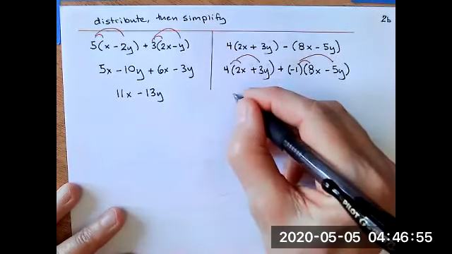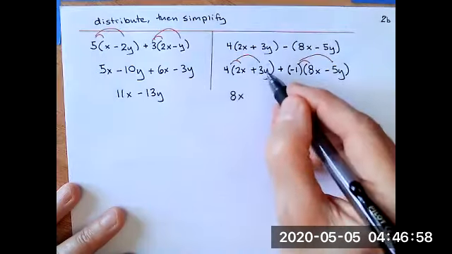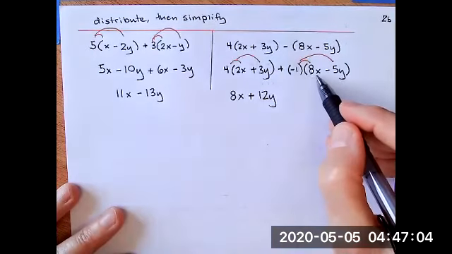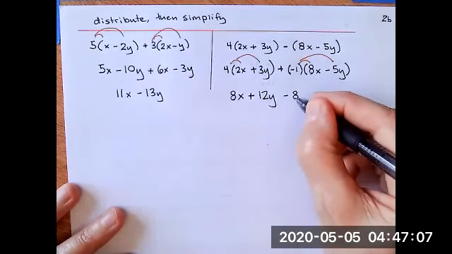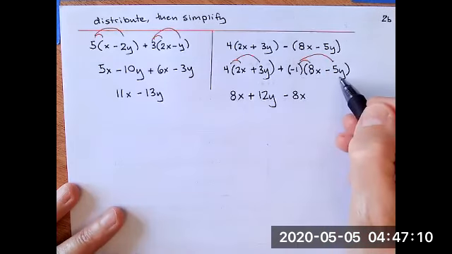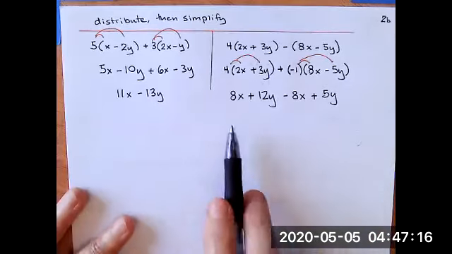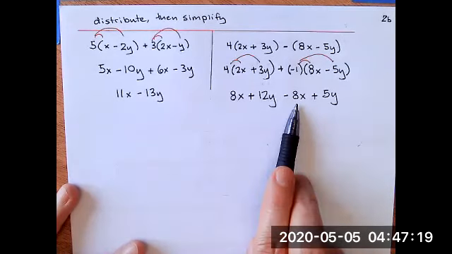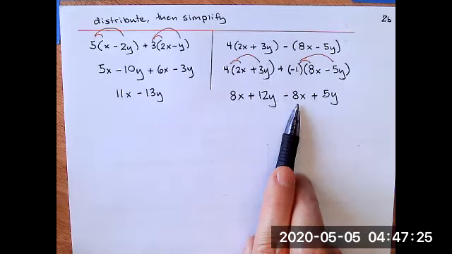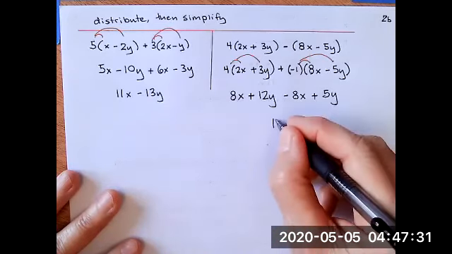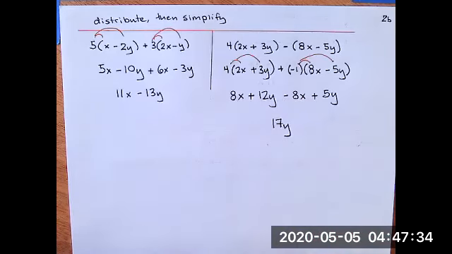4 times 2x is 8x. 4 times 3y is 12y. Negative 1 times 8x is negative 8x. Negative 1 times negative 5y is positive 5y. And then 8x and negative 8x make 0x. Well, 0 times anything is 0, so you don't have to write it. 12y and 5y make 17y. These are expressions. We don't go any farther.